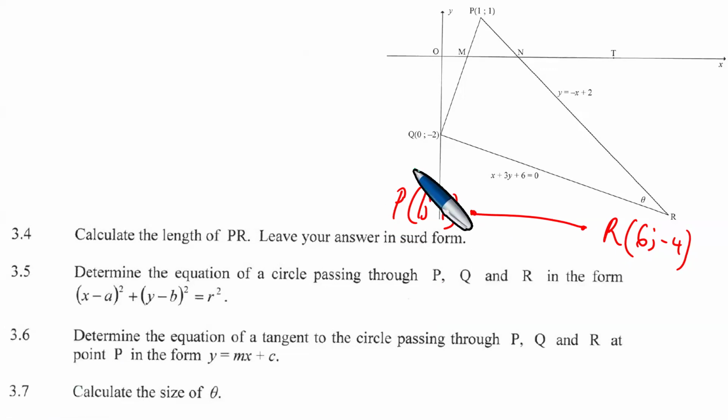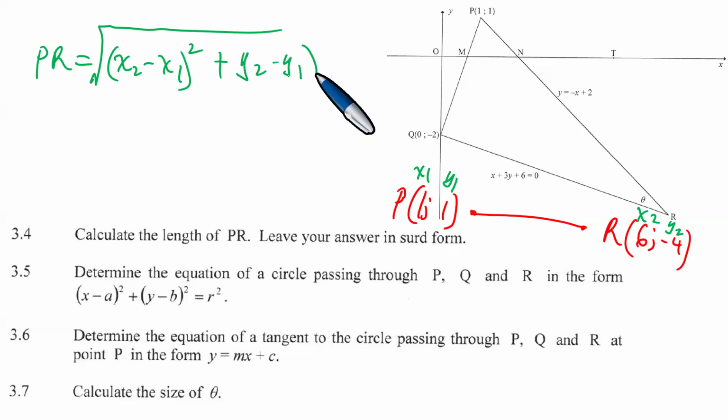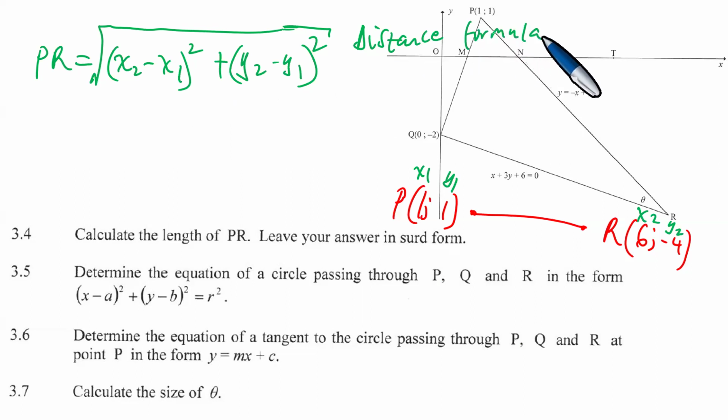Right, so with (x1, y1) and (x2, y2), what is the length of PR? What is the formula for the length? The length is also called the distance formula. The length of a line segment is obtained by using the distance formula: the square root of (x2 minus x1) squared plus (y2 minus y1) squared. We use this to find the distance between two points. We perform the evaluation of the distance.